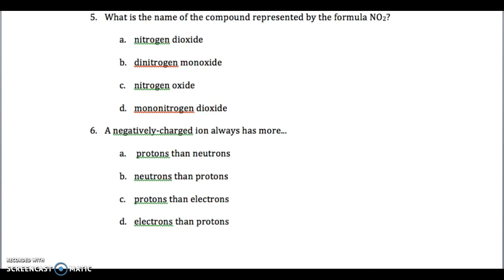Number 6. A negatively charged ion always has more A. Protons than neutrons. B. Neutrons than protons. C. Protons than electrons. Or D. Electrons than protons.